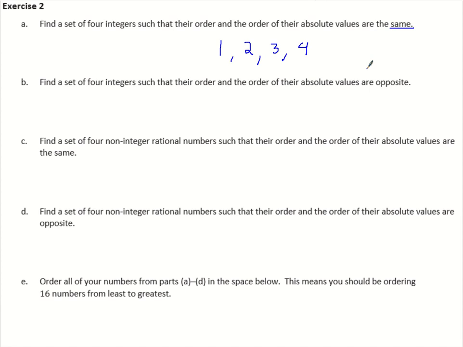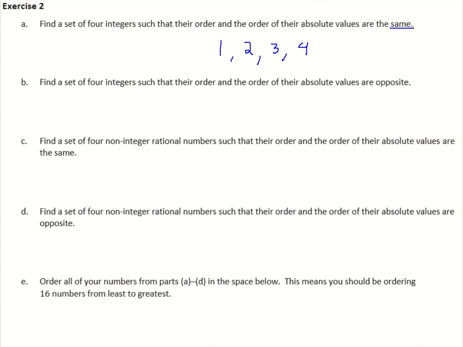I could do something like 7, 18, 25, 72. I could find a set of 4 integers and not even put them in order like this. I could go like 500, 23, 18, and then 152 as well. As long as my 4 integers are all going to be positive numbers, because positive numbers have their order, and the order of their absolute values being the same. We're just going to stick with 1, 2, 3, 4, because these are the easiest numbers for us to work with.